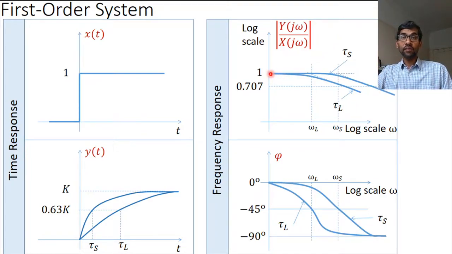And that's what you can see in this curve. At low frequencies, you have a gain of 1, which means that the output is following the input quite well. You're able to measure it. But as you increase the frequency, the gain starts to fall down. So the mercury column is not really able to keep track of the input. So that's a first order system.